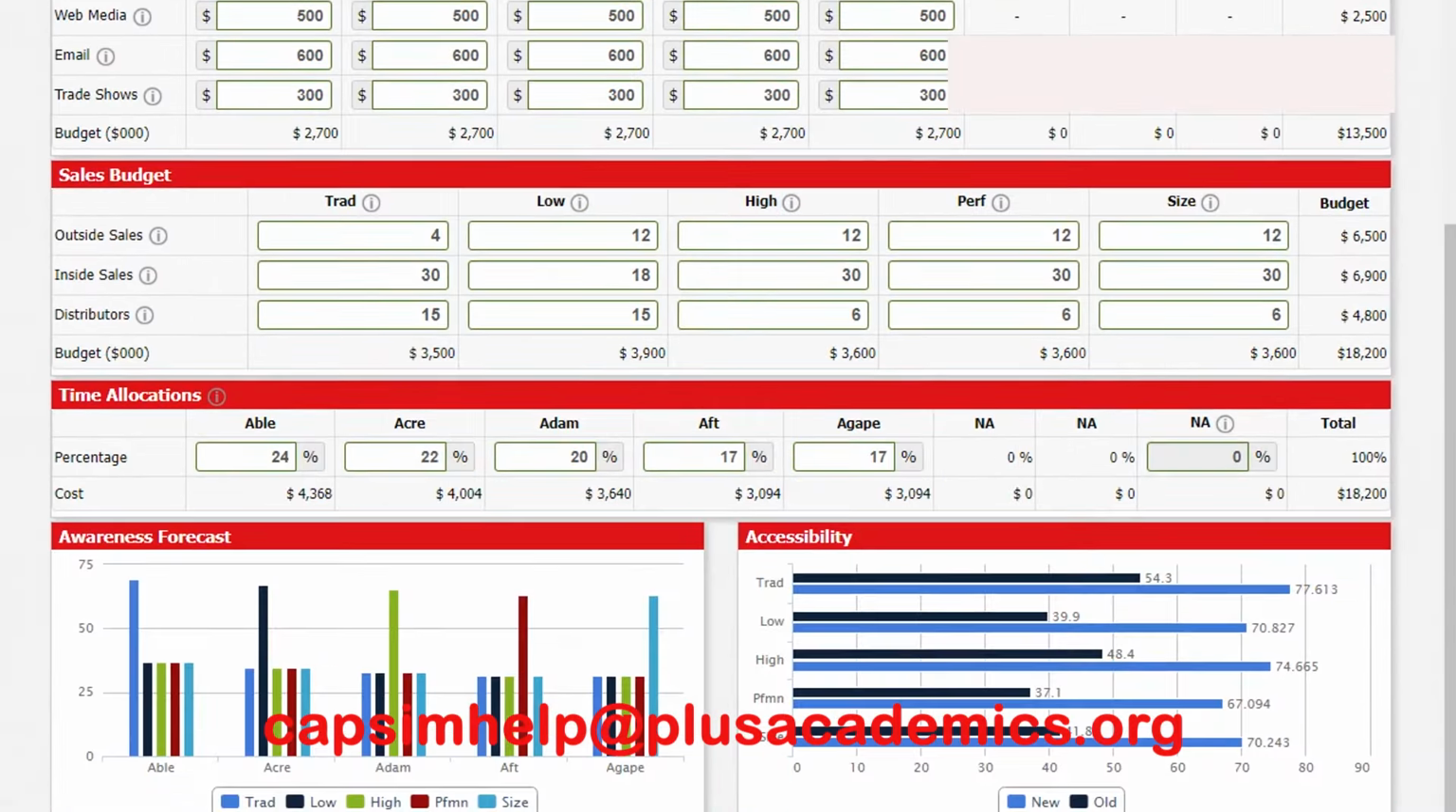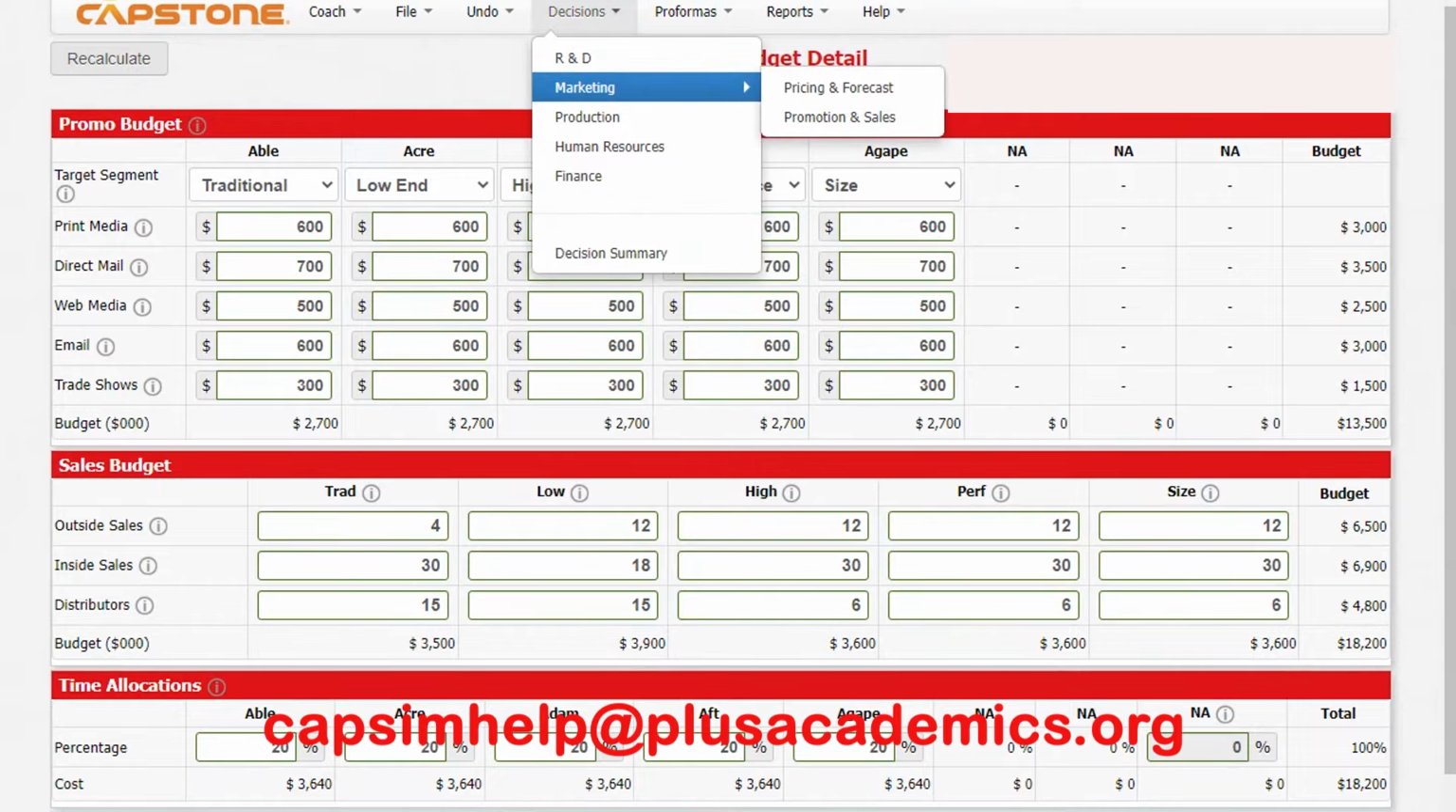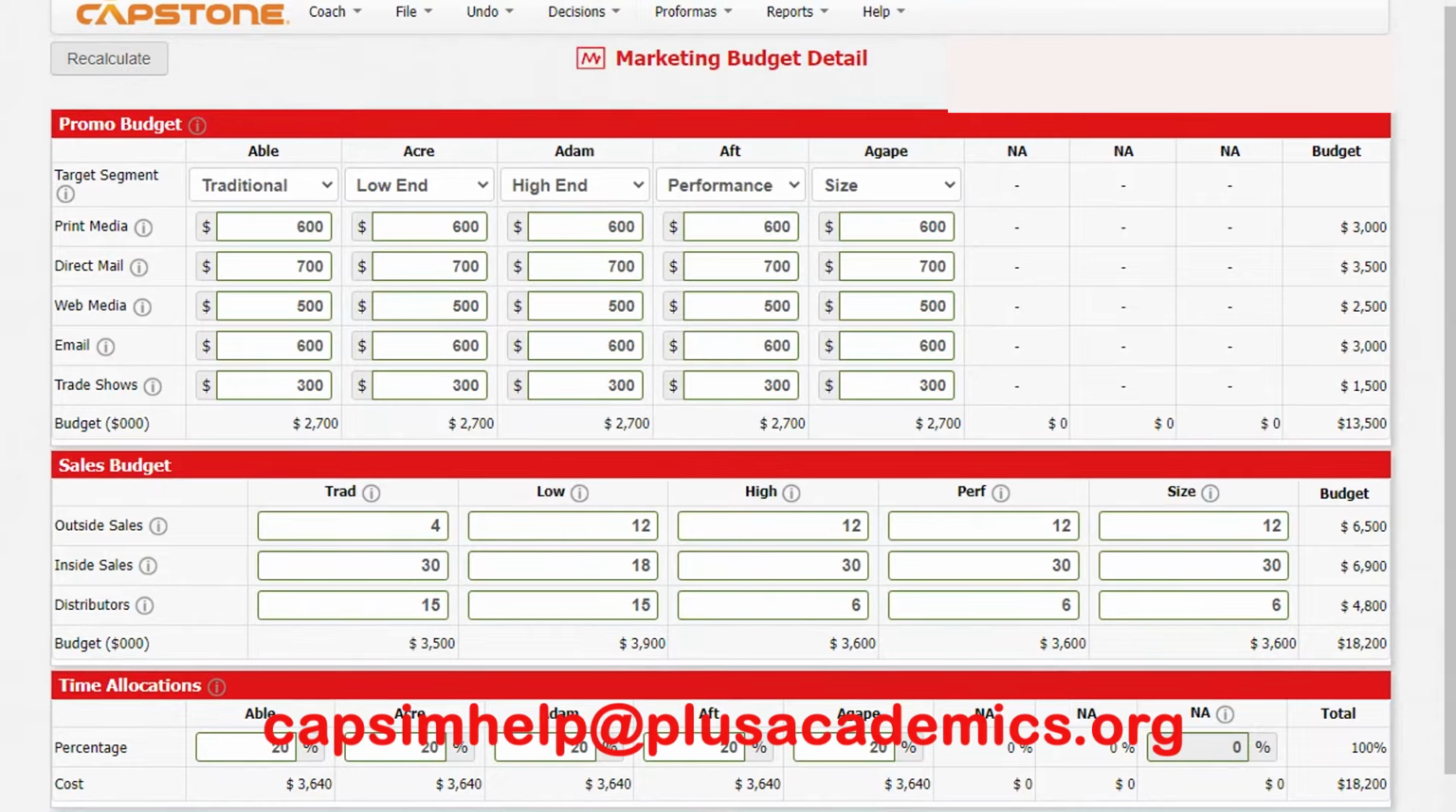Time allocation is also very important. Because you are just starting up, make sure each product is given near equal time allocation, because for now all products are equally important and we want to succeed in all these regions or market segments. So let's see. Now that is it. We are done with the marketing, promo, and sales. We can now go to production.